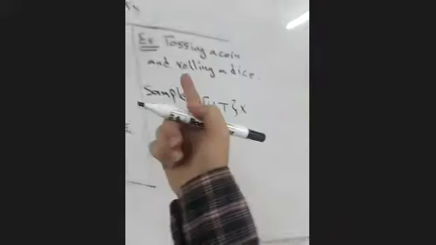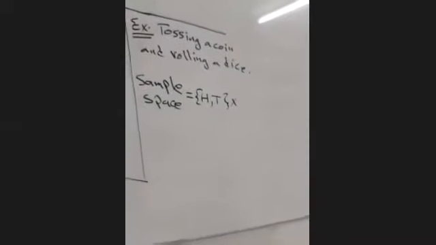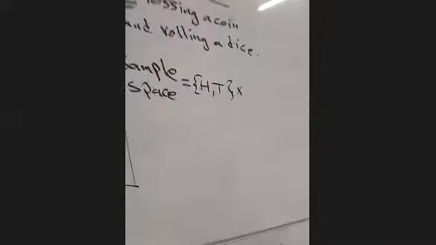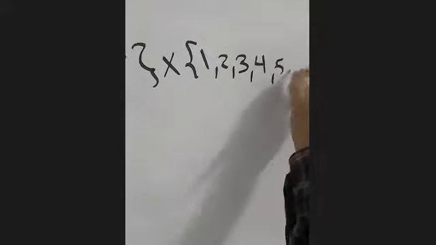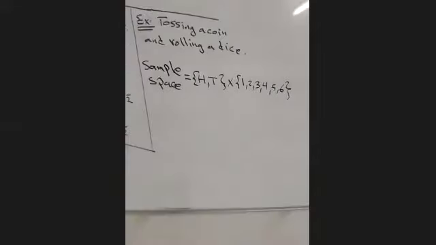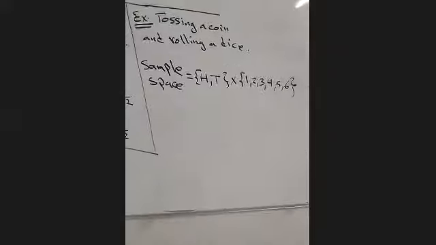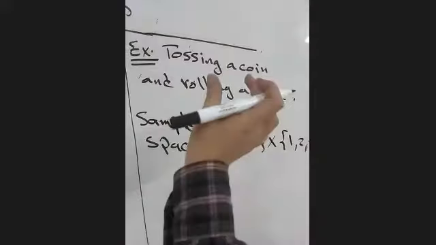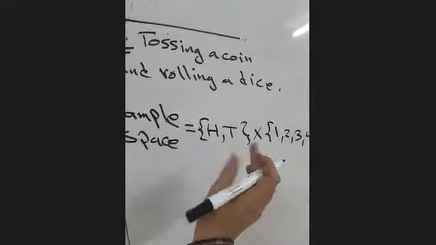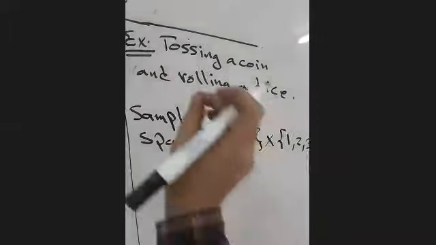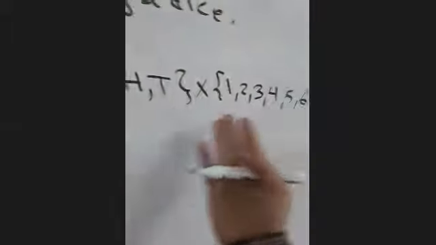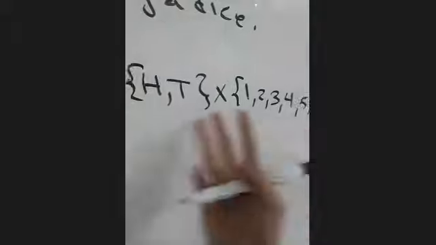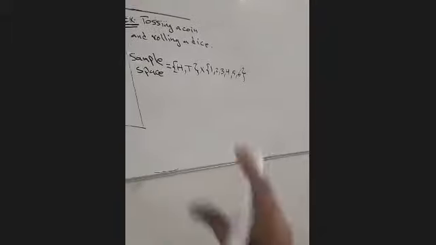Multiply. The second one is rolling a dice. If you roll a dice once, what are the possibilities? 1, 2, 3, 4, 5, 6. So to find the sample space, I will put the sample space of the first experiment, multiplied by the sample space of the second experiment. You will ask me, how do you multiply this with this? These are two sets. What's the multiplication of the sets? Look how I'll multiply sets.